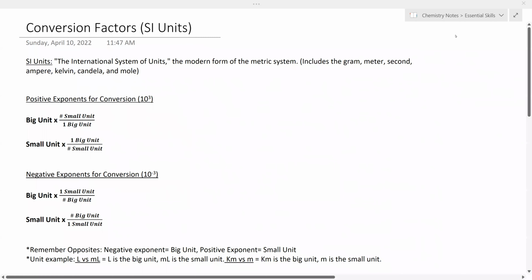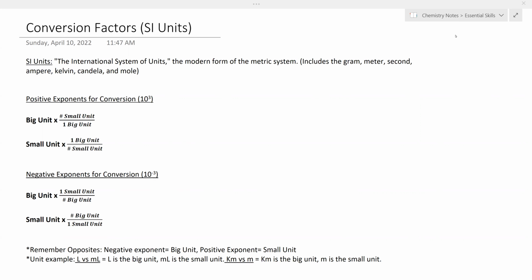Okay, so this is the video for conversion factors regarding SI units, because there are SI derived units like Kelvin, which are different. They have a different way of converting. So these ones in particular, as I mentioned, we're only talking about SI units. So what does that mean?